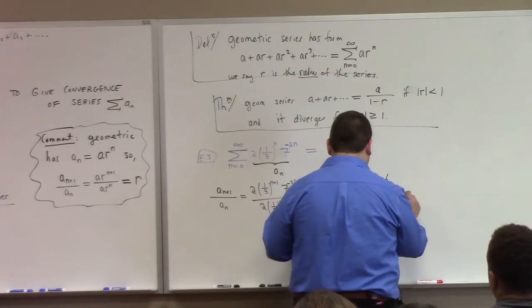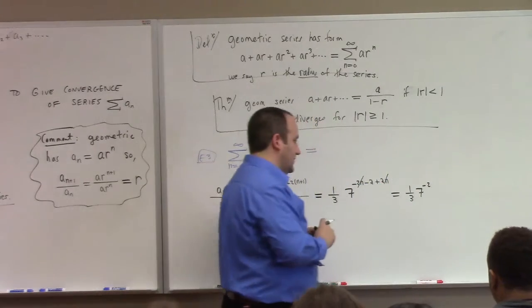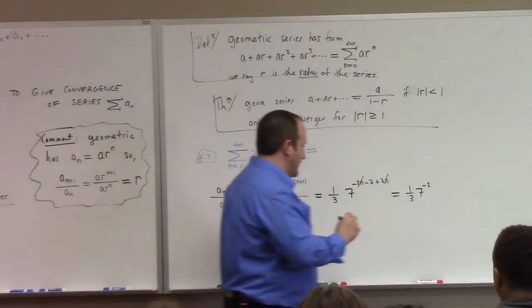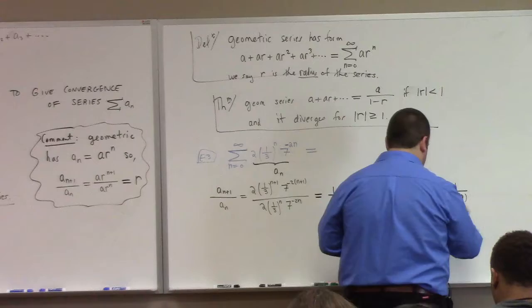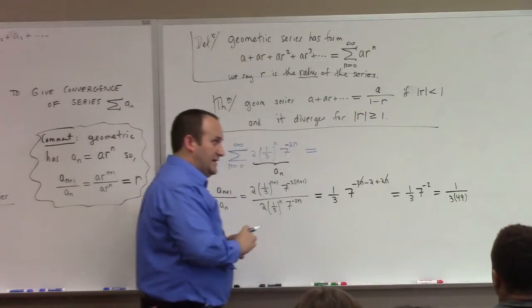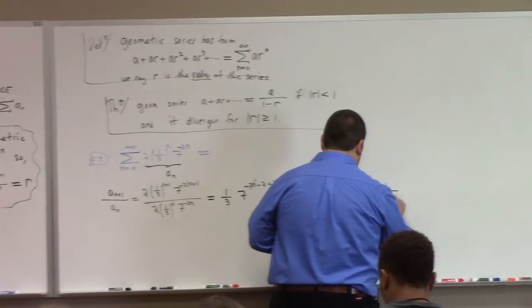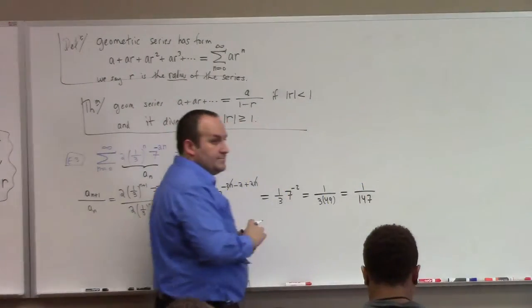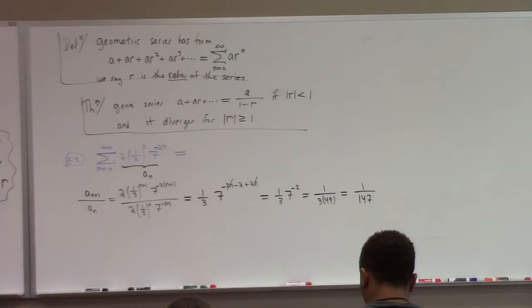And it looks like we've got 1/3 times 7 to the minus 2, also known as 1 over, what? 3 times 49, aka 147. So the ratio here is 1/147. Oh, it's geometric, right? That shows it's geometric. And also, bonus, we can see that it's convergent, right? What does it converge to? What's the sum of the series?